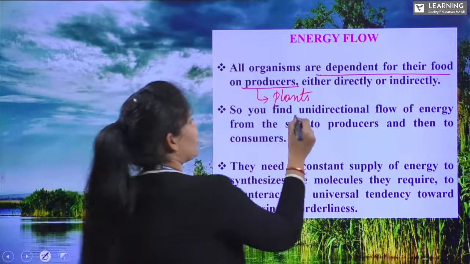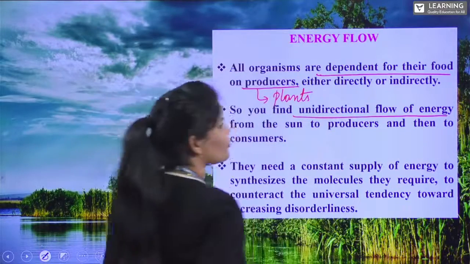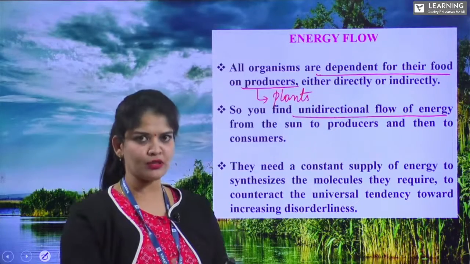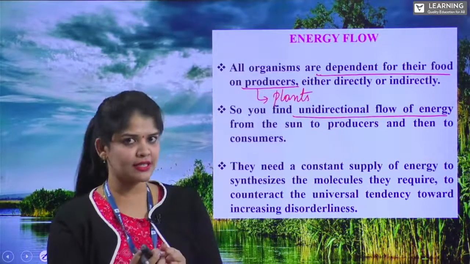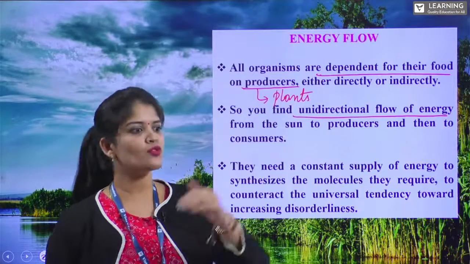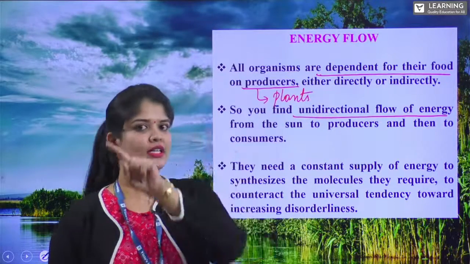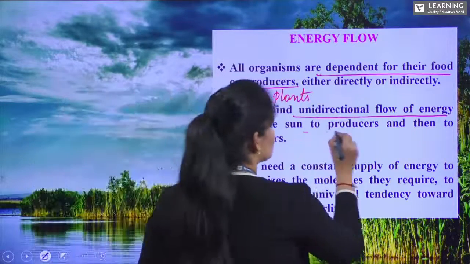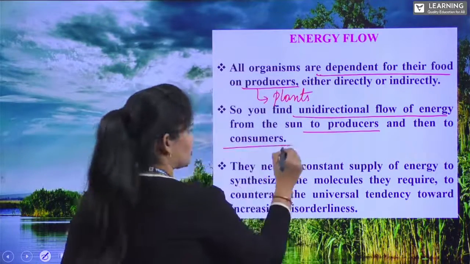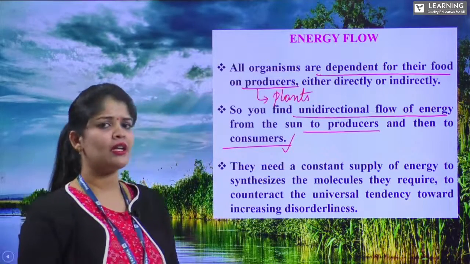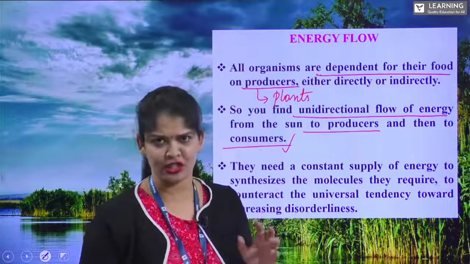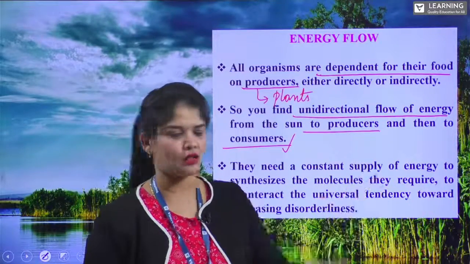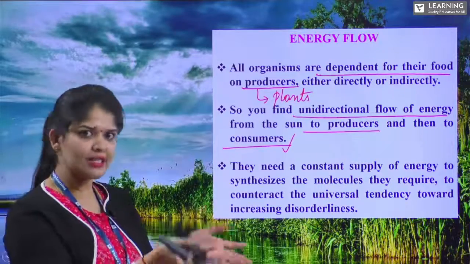So you find a unidirectional flow of energy. Energy from the sun is deposited on the producers. That means the producers perform photosynthesis and fix the energy. Now, this energy moves on to the next and the next. So, this is a unidirectional flow of energy from the sun to the producers, that means plants, and then to the consumers. Consumers may be primary consumers, secondary consumers, or tertiary consumers, like herbivores, primary carnivores, and secondary carnivores. All of these can be called consumers.